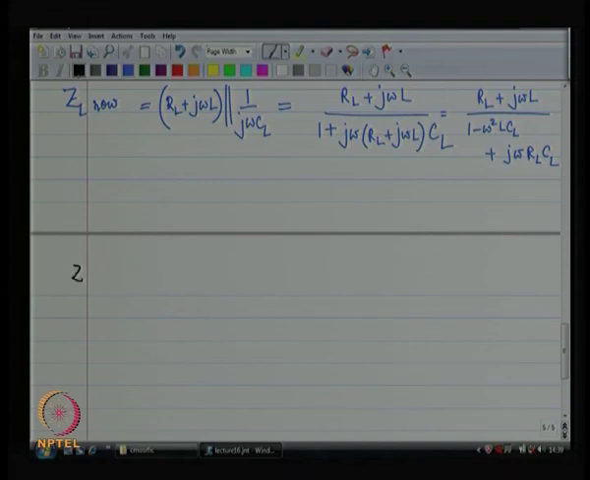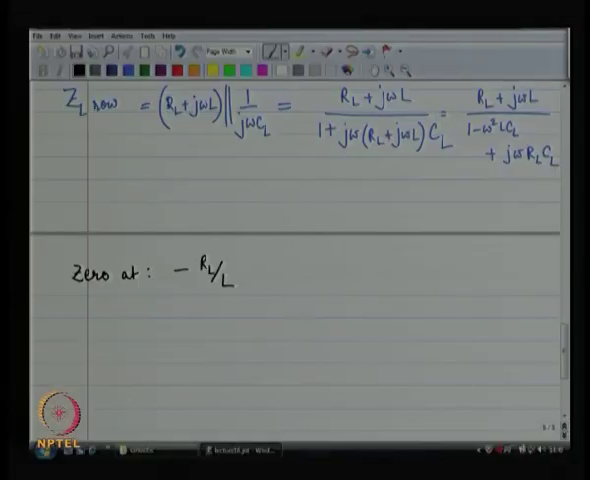Where is the 0? What is omega such that the result is 0? Omega should be equal to minus RL by L. J omega. What is J omega such that, not omega, I am sorry, this is fine. So, if you replace J omega with minus RL by L, then you get the numerator to be equal to 0 and you get nothing at the output.